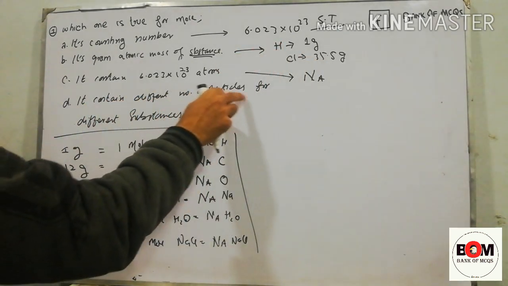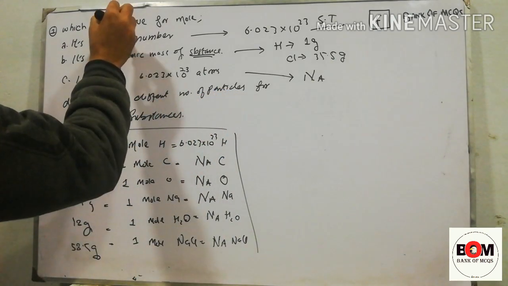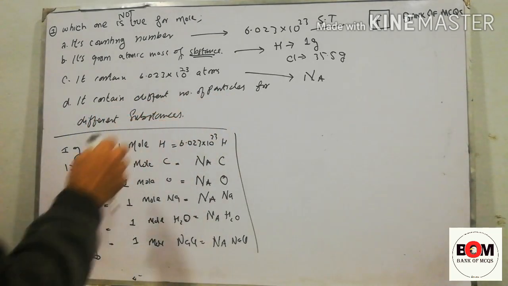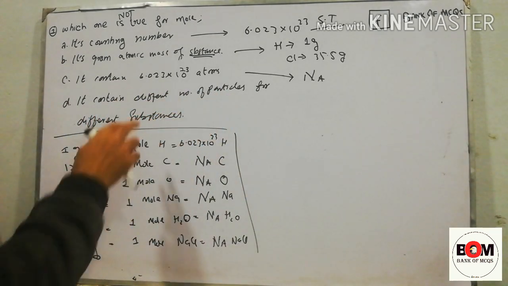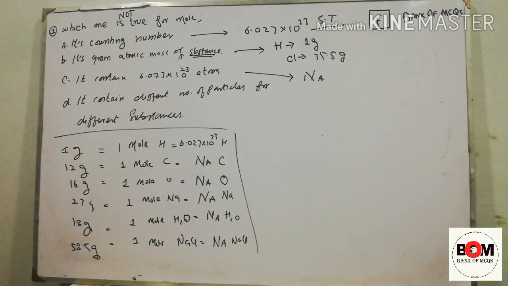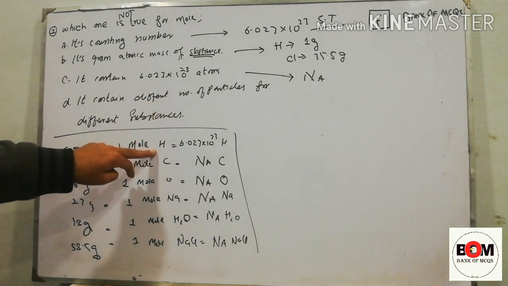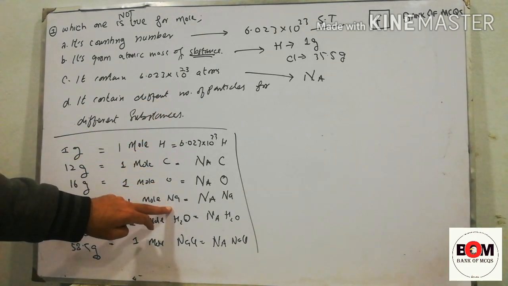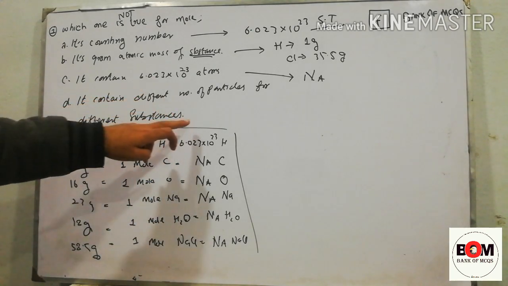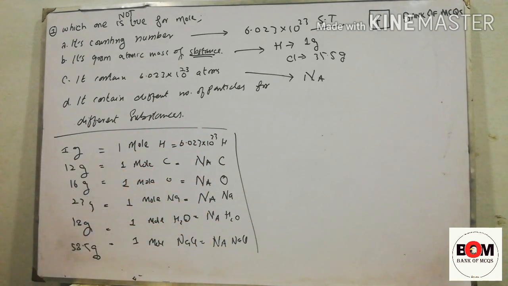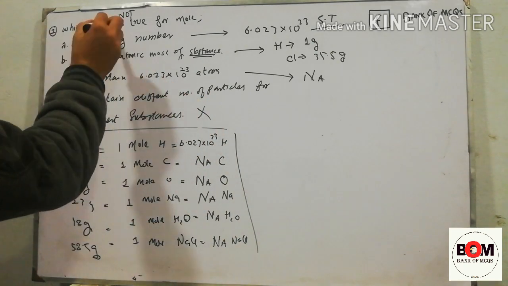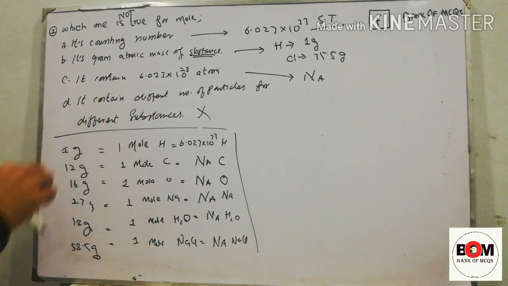It contains different number of particles for different substances. No, it's totally wrong, because it contains the same number of particles for different substances, because it doesn't depend on substance. Whether hydrogen, carbon, oxygen, sodium, water, NaCl, whatever the substance is, it is the term that is used for only 6.023 multiplied 10 to the power 23 particles. So option D is wrong. So for MCQ 1, which one is not true for mole? Option D is not true.